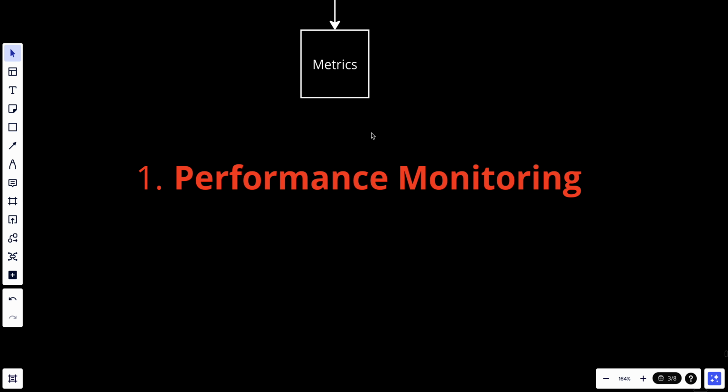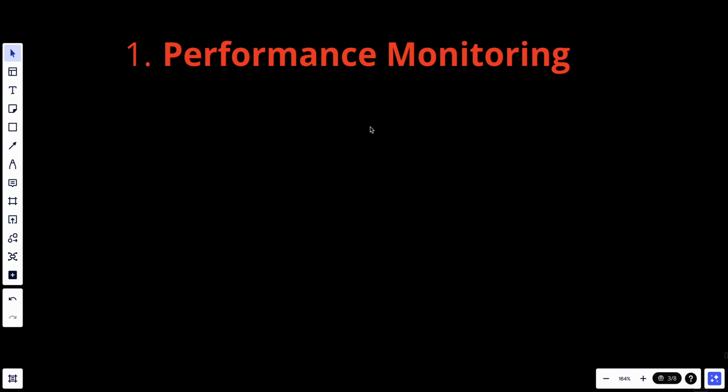Metrics help track the performance of individual components and the overall system. They provide visibility into response times, throughput, latency, and resource utilization, enabling teams to detect and address performance bottlenecks.